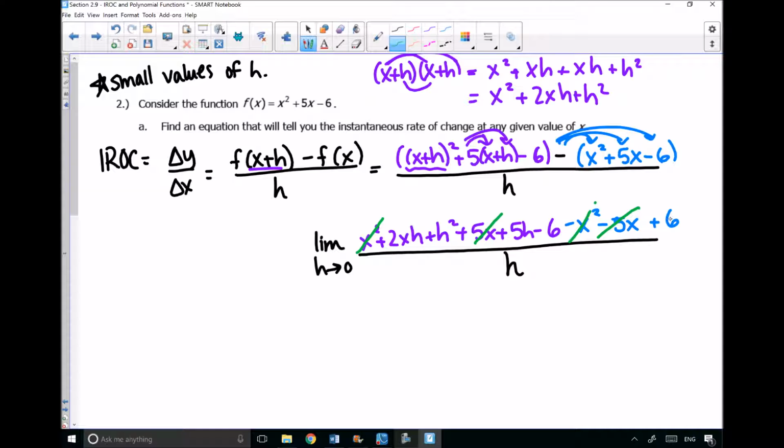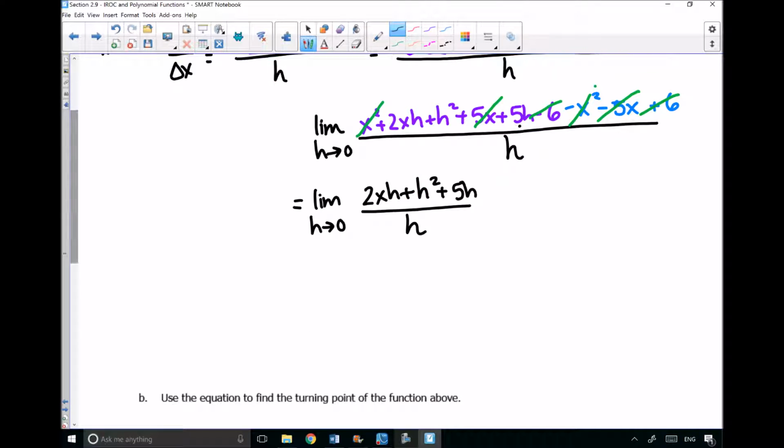And then I have a minus 6 and a plus 6, and those will also cancel each other out. So that means that right here, I can technically say that it's equal to the limit as h approaches 0 of 2xh, that's what I have here, plus h squared. I have a 5h here, all over h. Okay, so now if I take a look at this, I can see I have an h in common with all of my terms up here. So I'm going to factor an h out. So I get 2x plus h plus 5 all over h.